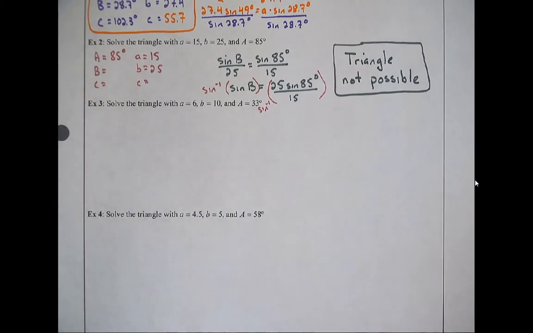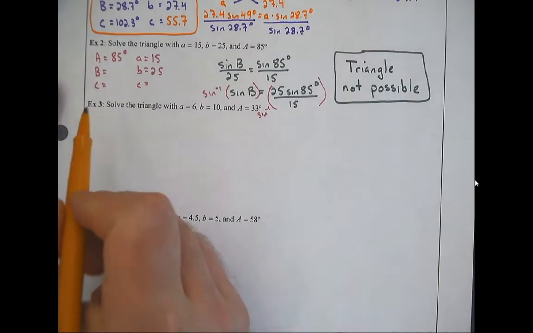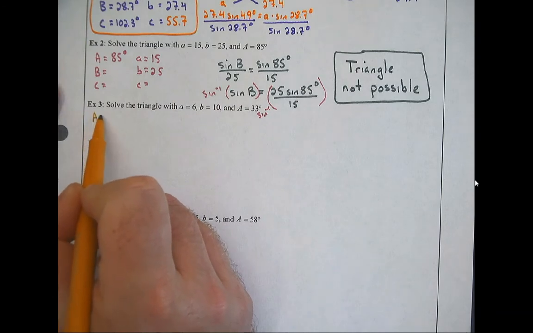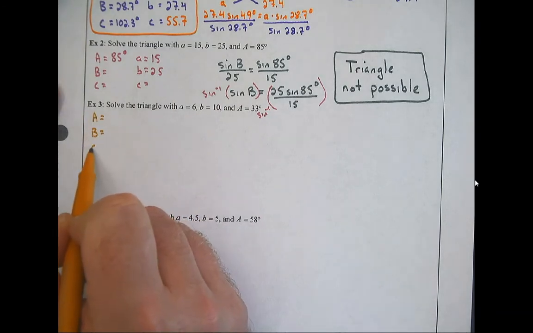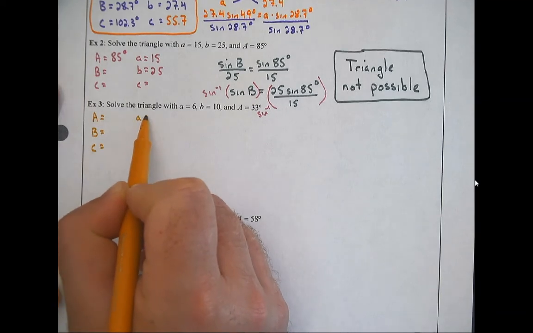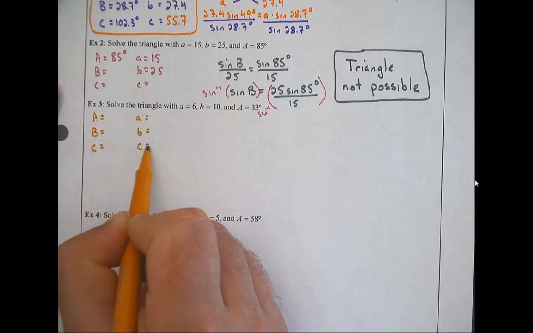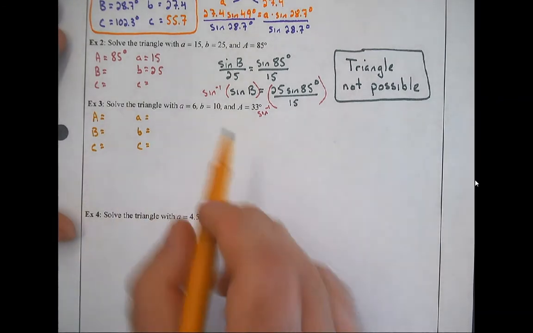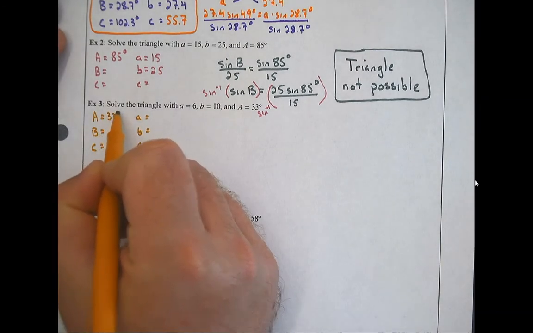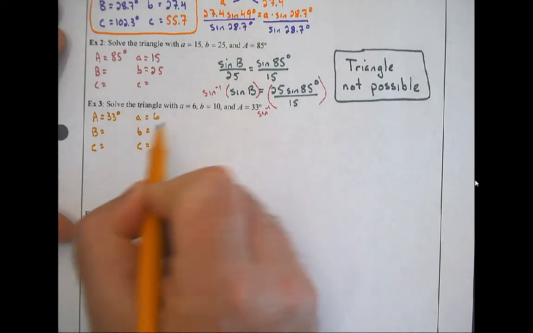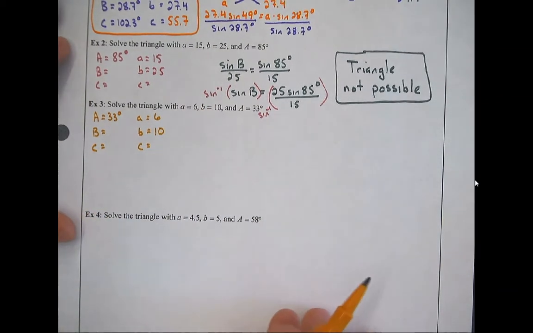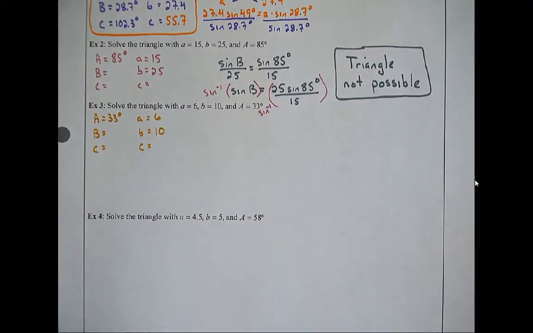Solve the triangle. So right away, I'm going to solve. Now I'm going to give you a hint here. Write your A, B, and C fairly small here. Big A, big B, big C, little a, little b, and little c. So what do we know? We know big A is 33 degrees. We know little a is 6, and we know little b is 10. So our hands are tied. We don't have a choice. Who do we have to go after? We have to go after big B.